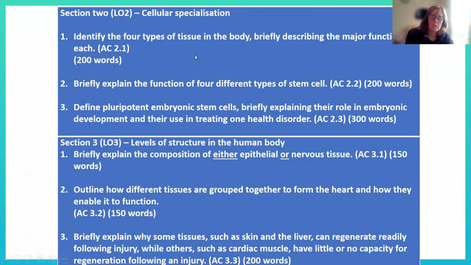We have looked at different tissue types in the body. We haven't quite had a look at stem cells yet, but we can talk about either epithelial or nervous tissue in reasonable detail. We've talked about how these tissues are grouped together to form the heart, and we've talked a little bit about regeneration as well. So you should be somewhere near able to start thinking about your assessment for this unit now.